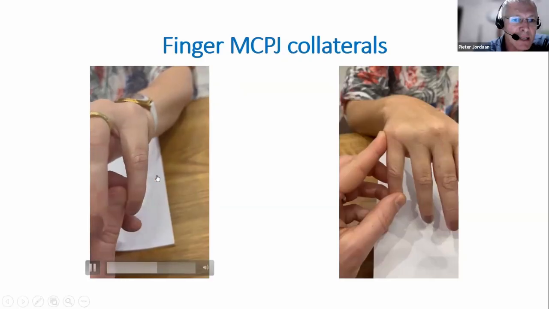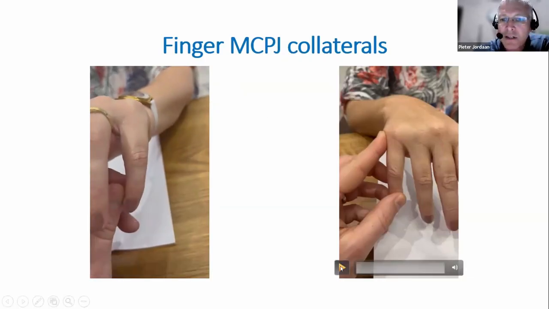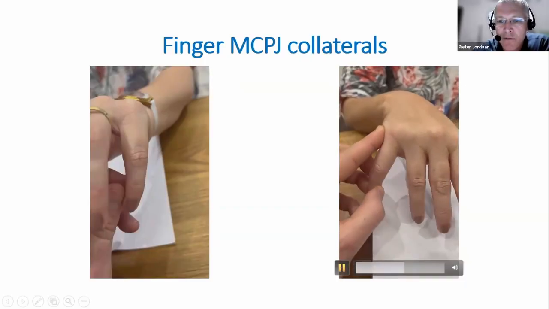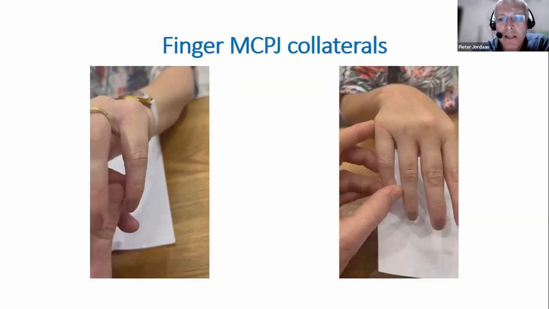You can see there I'm testing the healthy side, minimal side-to-side motion. This is the injured side, and you'll see as I go further how the patient feels that pain. And you can see there's no stop there. So that's a complete rupture of the collateral ligament of the finger.